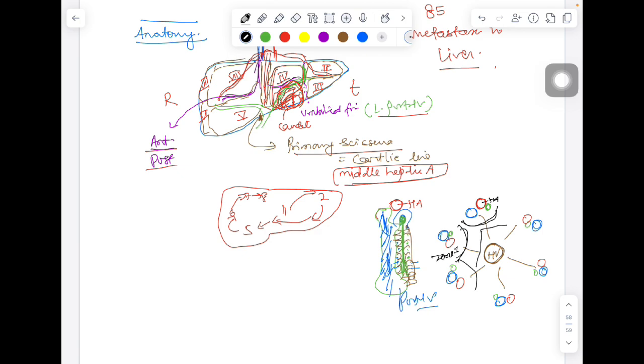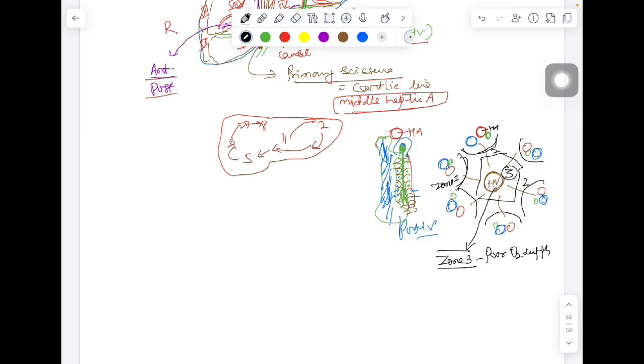Then there is zone 2. Then this is zone 3. Zone 3 is near the hepatic vein. Zone 3 has poor O2 supply, so it is a hypoxic zone, more prone to necrosis and damage. Even with paracetamol, chemotherapy, or any related damage of hepatocytes, zone 3 is more vulnerable.